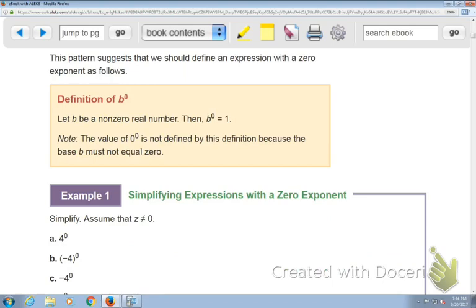Rule. Any base to the 0 power is 1. All right? 0 to the 0, that's a weird thing. You wouldn't even see it until calculus, so worry not. All right?